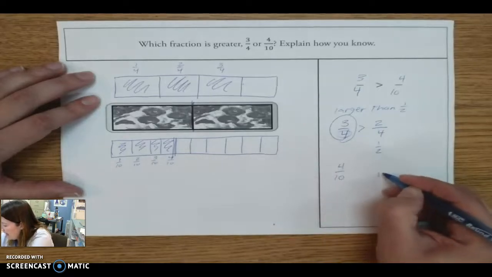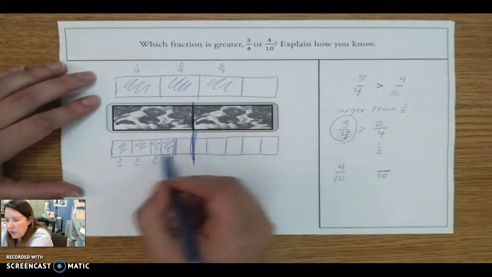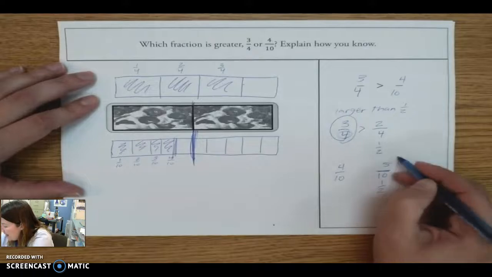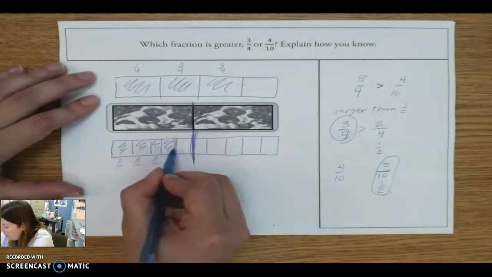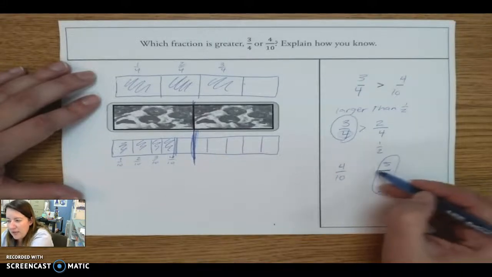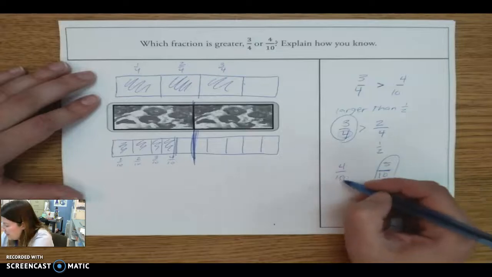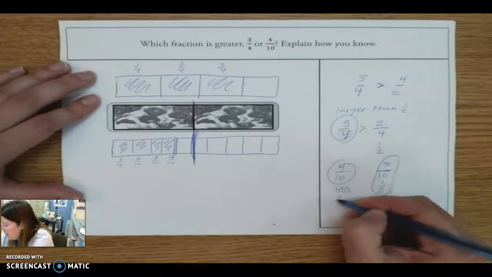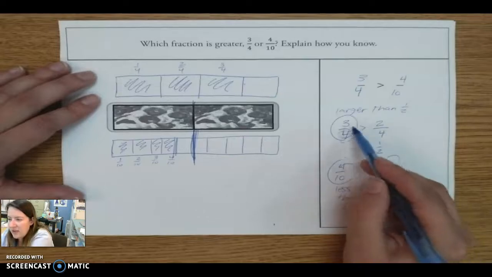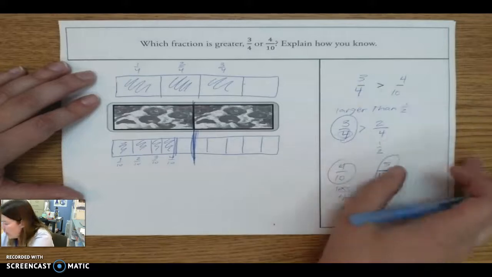And then think about 4/10. Okay, well, if it is a 10, what's the half line? What's half of 10? 5. So 5/10 is the same as a half, right? 1, 2, 3, 4, 5. Well, is 4/10 more or less than the half? 4/10 is less than 5/10. So I know 4/10 is less than 1/2. So if 4/10 is less than a half and 3/4 is larger than a half, then we know 3/4 is going to be greater.